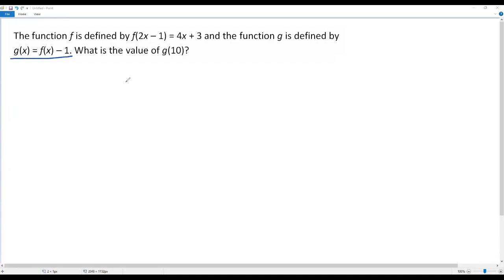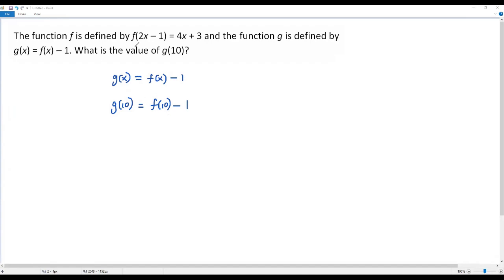Here we have the function g of x. Let me write the function g of x over here. That is g of x equals f of x minus 1. Our aim is to get the value of g of 10. That is, we have to plug in this value 10 for x over here and here. Let me do it on the right side. That is f of 10 minus 1. Now to get the value of g of 10, we have to get the value of f of 10.